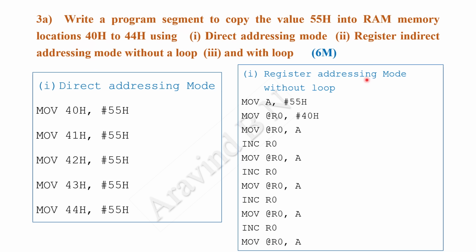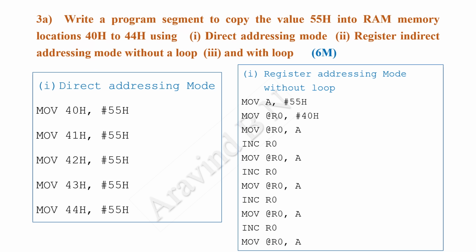Now register indirect addressing mode without using the loop. Without using the loop, in a sense, each time we have to take a memory location in an indirect manner and then store the data. So that procedure we have to follow. Now we are storing the value to the accumulator, then address to the register R0, then move the content of accumulator to the memory pointed by R0. Then increment R0, and repeat this until we store the data to 44H. So this is without loop.